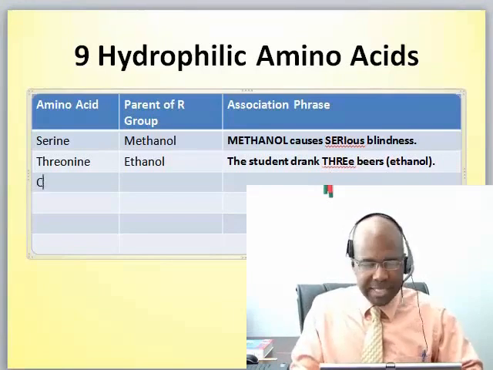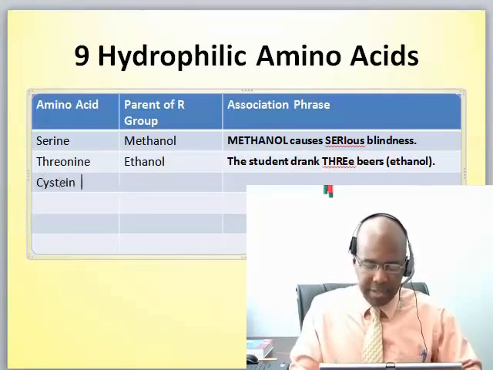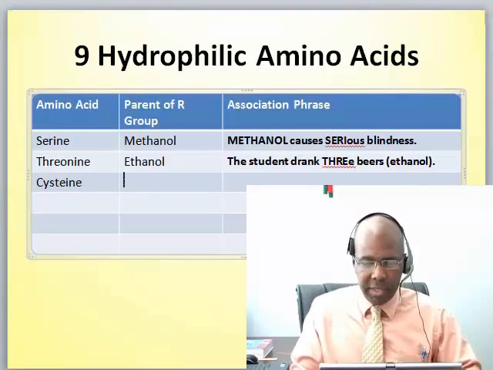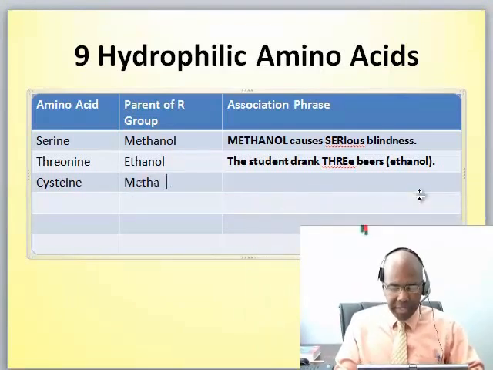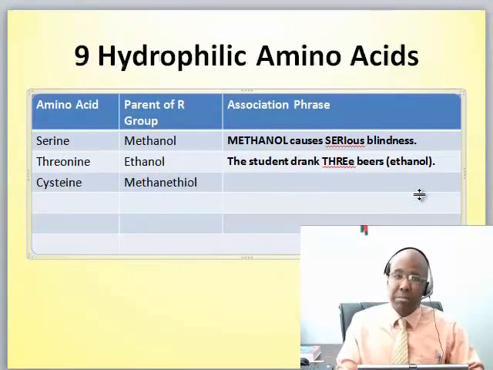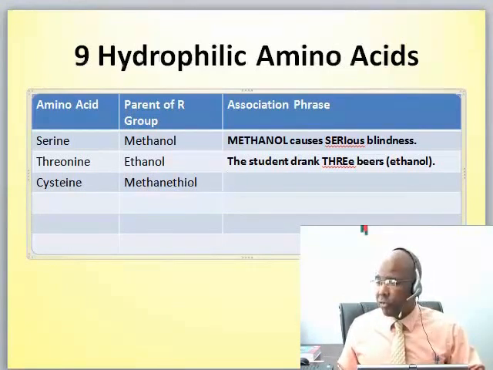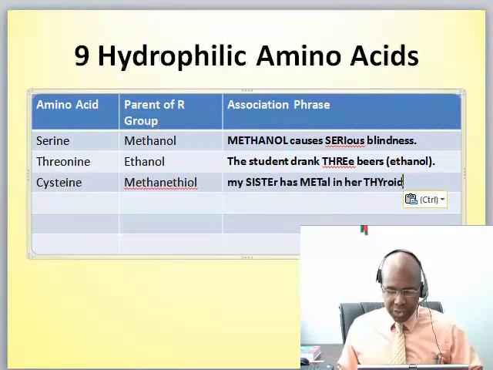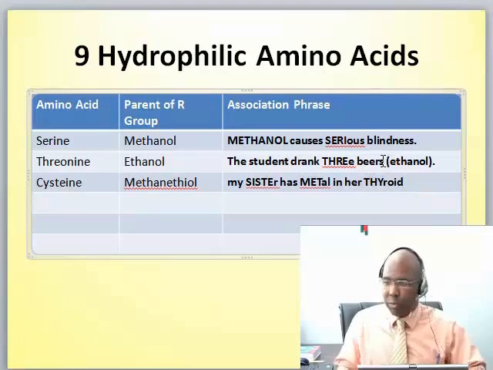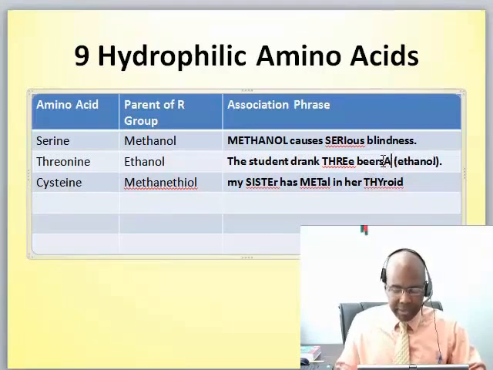Third amino acid was cysteine. The parent of the R group was methanethiol, almost like methanol, but it has an S, so it's methanethiol. And our association phrase was a tough one. My sister has metal in her thyroid. Sister is for cysteine, metal is methane, thyroid is thiol. That's a tough one.